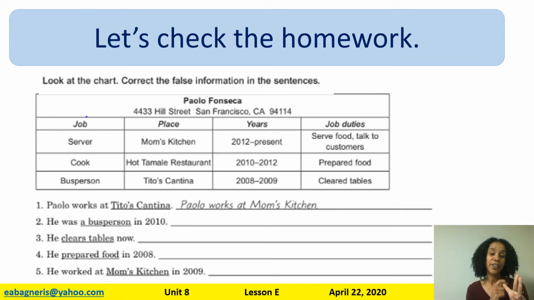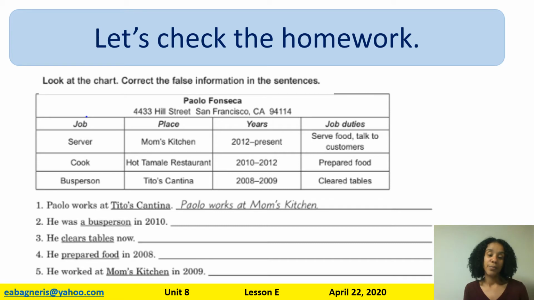He was a server. A server is a waiter or a waitress, the person who brings you your food at a restaurant. He was a cook, and he was a bus person. So all his jobs were at restaurants. He had these jobs different years at different places, and he had different duties. So let's look at the sentences and see where we can correct the information.